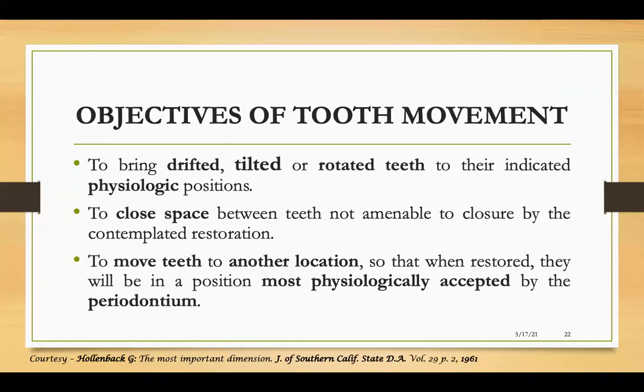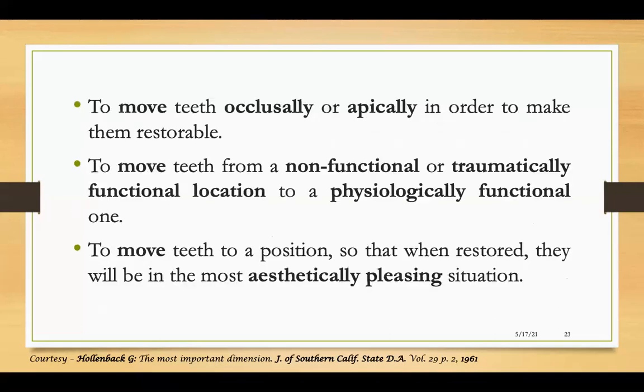What are the objectives of tooth movements? The objectives are to bring drifted or tilted or rotated teeth to their indicated physiologic positions. To close space between teeth not amenable to closure by contemplated restoration. To move teeth to another location so that when restored, they will be in a position most physiologically accepted by the periodontium. Please write down, we expect you to know at least this much, the key objectives, right?